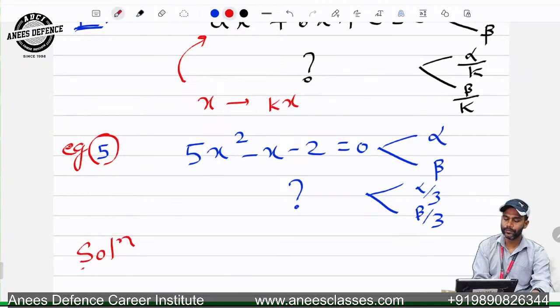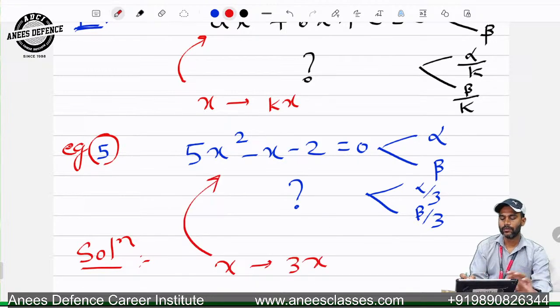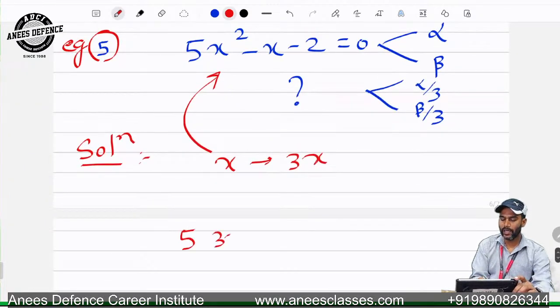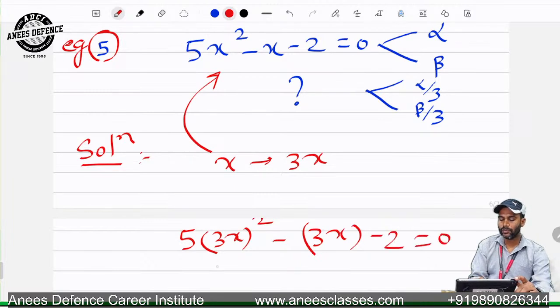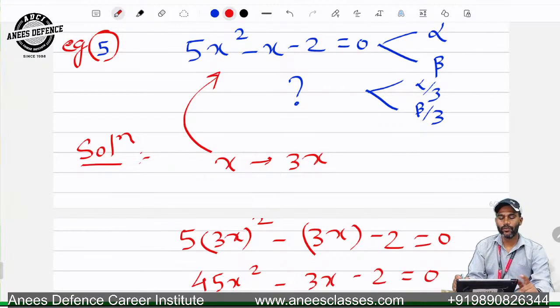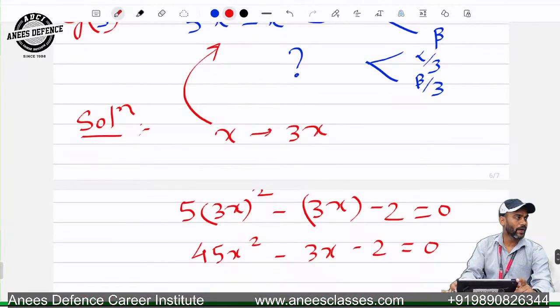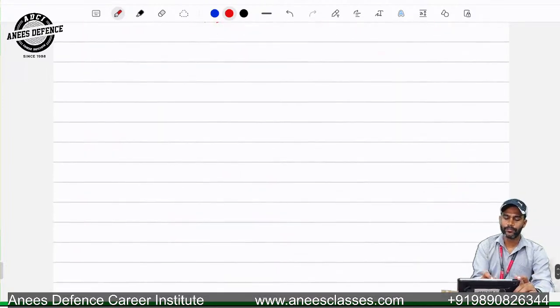Very easy. What we have to do? We have to replace x by 3x in the given equation. So what will we get? 5 times 3x whole square minus 3x minus 2 is equal to 0. So this becomes 45x square minus 3x minus 2 is equal to 0. That is the final answer. Understood? So that was transformation number 4. I hope you understood. Shall we move ahead? Yes, sir. Okay. Next.